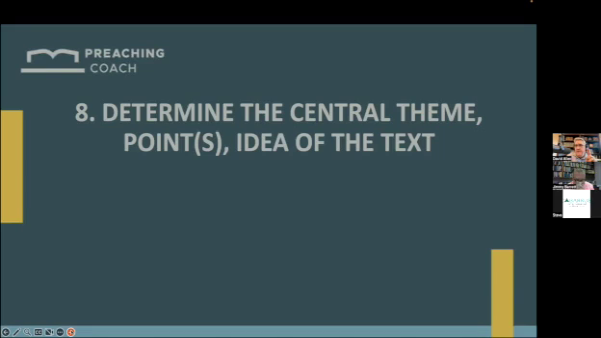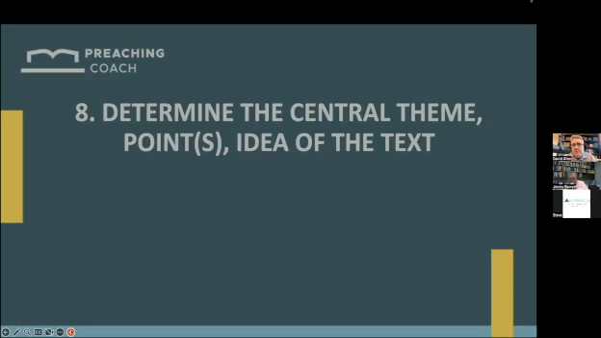And that imperative dominates that paragraph. That imperative drives that paragraph. Therefore, your central idea of that text, you can word it however you want to, but your central idea is the notion of enduring in the Christian life, living the Christian life with endurance. That's the point of your text. That's the main point of your text.